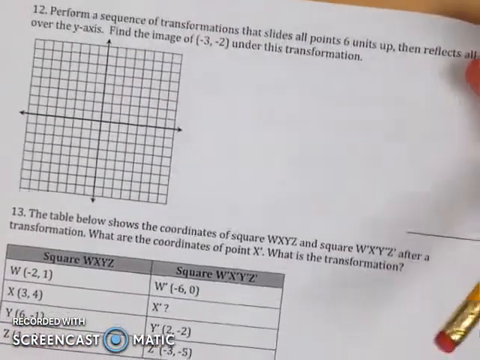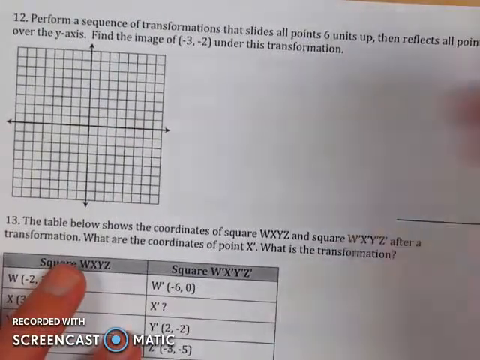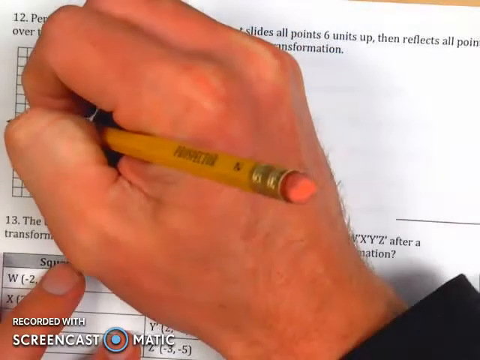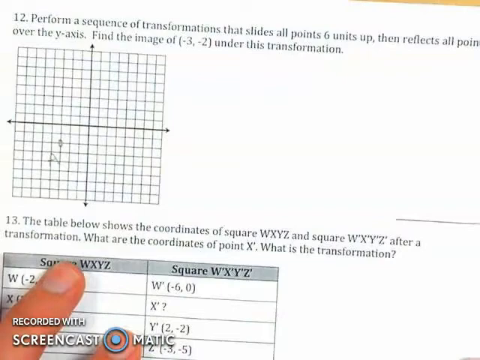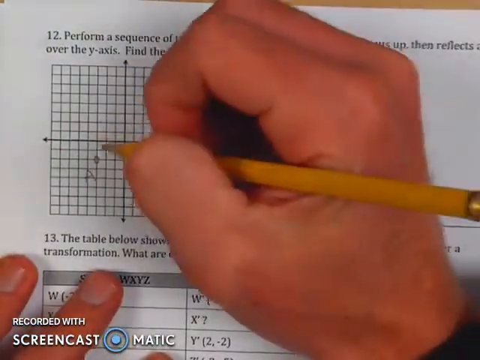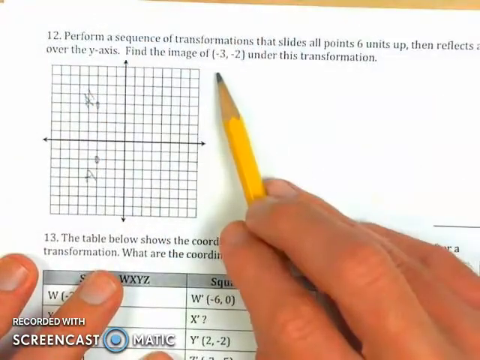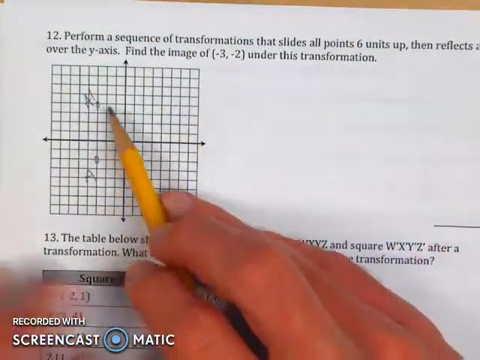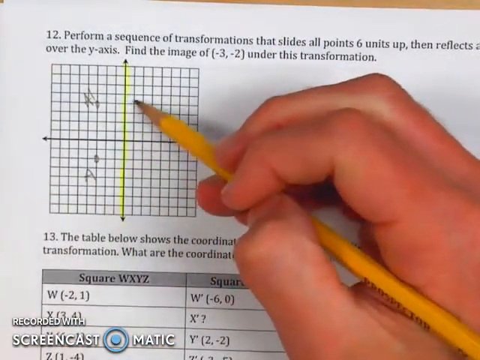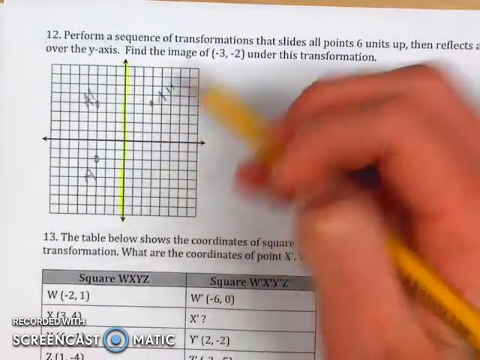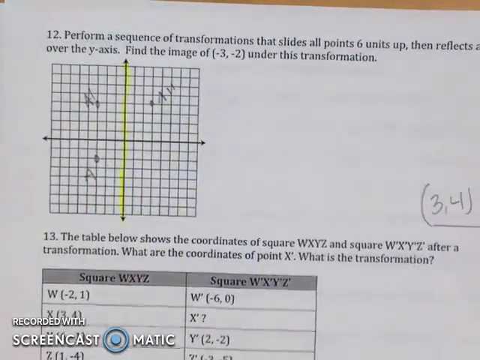Number 12, perform a sequence of transformations that slides up 6 and reflects over the y. So we start at -3, 1, 2, 3, -2. So there's my first point. I'm going to call it A, so I don't get lost. I'm going to go up 6 units. 1, 2, 3, 4, 5, 6. There's A prime. And then I'm going to reflect it over the y-axis. Since I reflected over the y, I'm going to count 3 and then 1, 2, 3. And there's A double prime, and that's at 3, 4 for my answer.